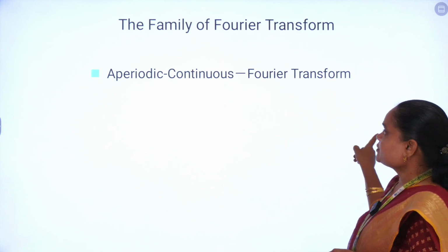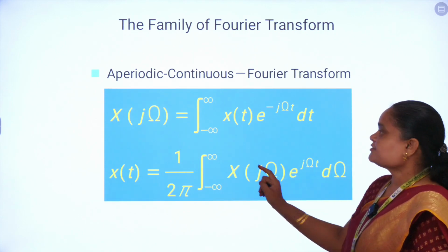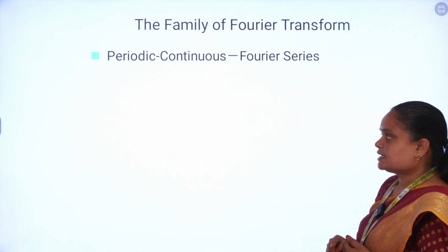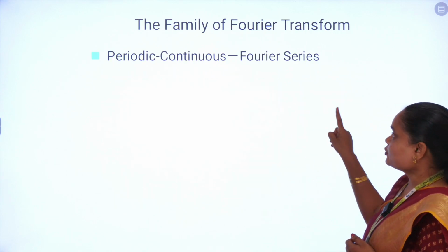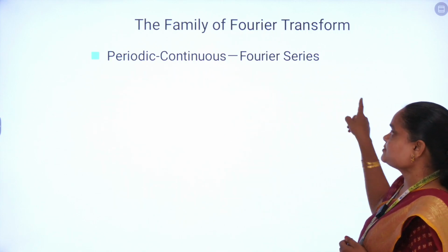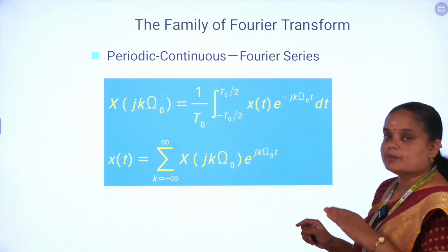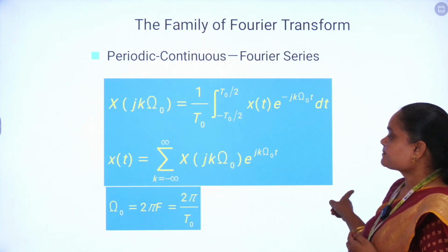Aperiodic continuous means we go for Fourier transform. This is a formula to convert the continuous signal to the frequency domain. Then Fourier series: periodic continuous means we go for Fourier series. This formula is used to convert time domain to frequency domain.